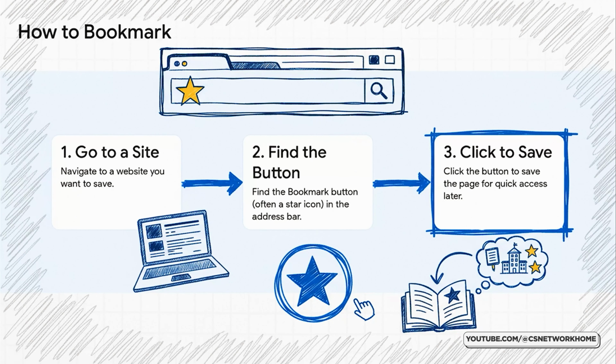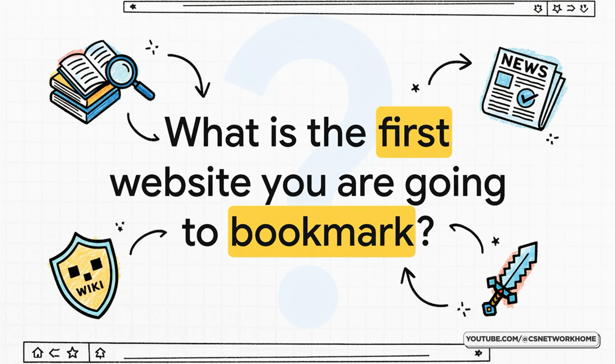And honestly, doing it could not be easier. First, just go to the page you want to save. Then, find that little star icon. It's usually right inside the address bar. Give that star a click, and that's it. Your browser saves a link to that page for you. This is perfect for your school's website, an online dictionary you use all the time, or any site you visit again and again.